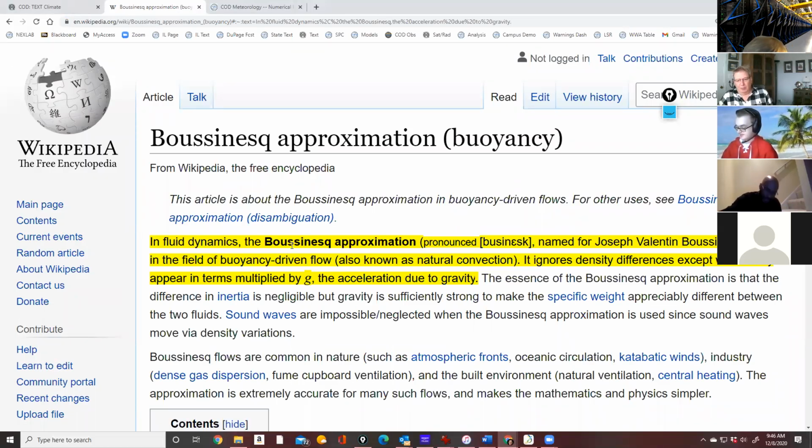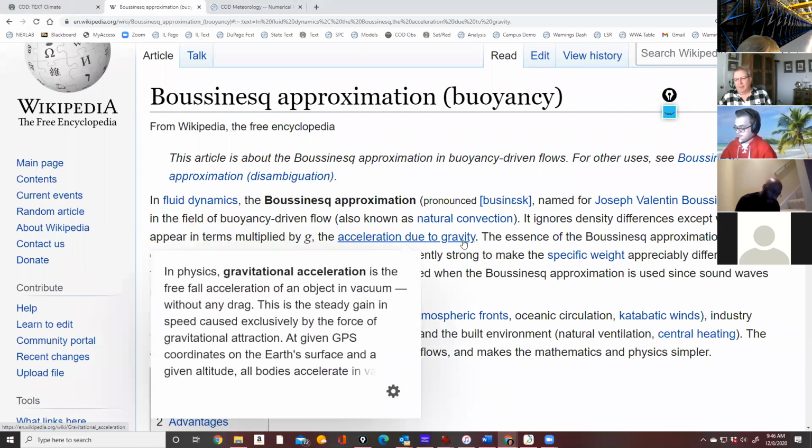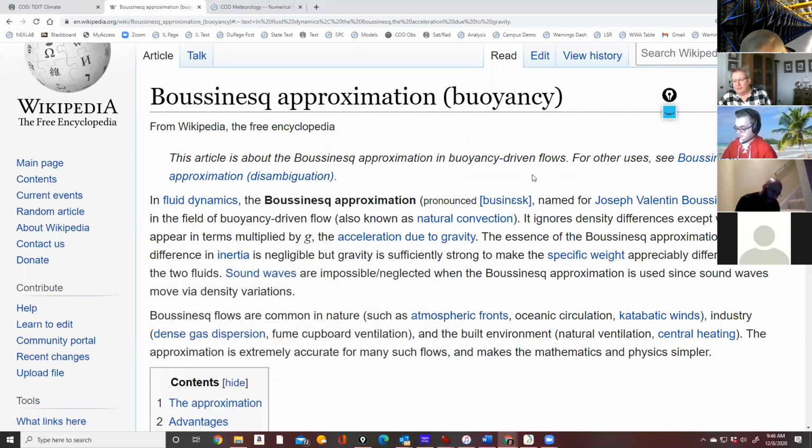In fluid dynamics, the Boussinesq approximation is used in the field of buoyancy-driven flow, also known as natural convection. It ignores density differences except where it appears multiplied by g. The essence of the Boussinesq approximation is the difference in inertia is negligible, but gravity is sufficiently strong to make the specific weight appreciably different between two fluids.